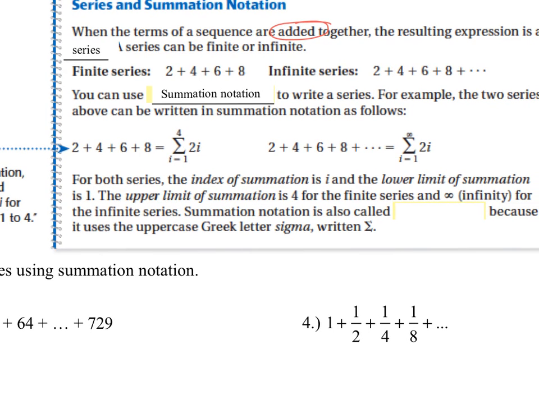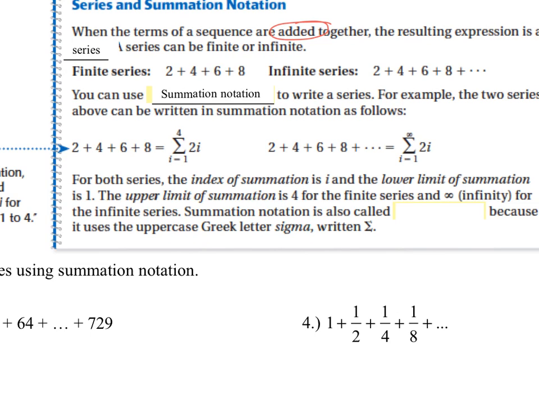And here we have our infinite series, and that goes on forever. If you look at the top portion of the summation notation, it has an infinity sign because it goes on forever, so there is no upper limit to the summation. In both series, the index of summation is i, and the lower limit of summation is 1. Down here it says 1 in both of them, and 4 is the upper limit of the finite one.